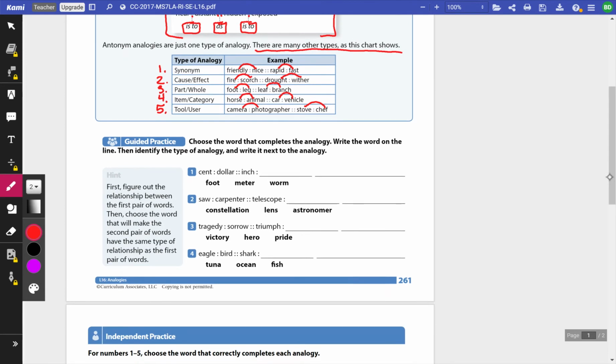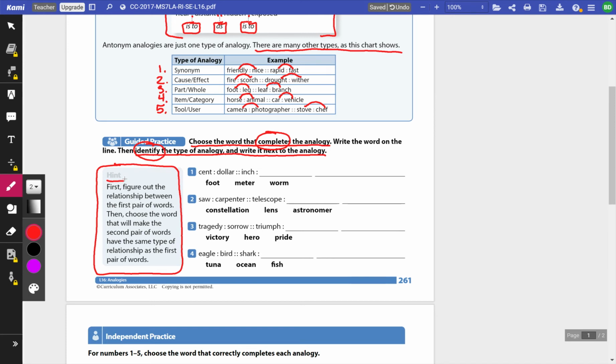Our guided practice tells us to choose the word that completes the analogy, and then we're going to write those on the line, and then we're going to identify the type of analogy and write that on the line next to the analogy. So we have to choose the word that completes the analogy, and then we have to identify the type of analogy. So before we get started, let's look at the hint out to the side, because the hint is always going to help us out.